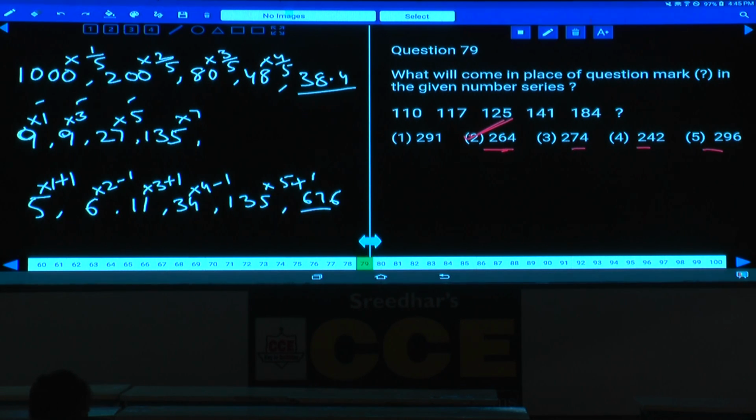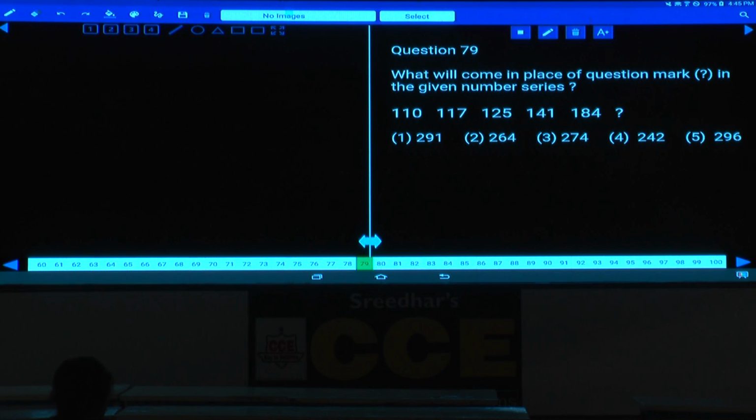Then 79. Now 100, 110, 117. Now the numbers are increasing at a very smaller rate. It must be under which category? Difference. Then go for the difference between the numbers. 100 and 110, the difference between these two is 10. 110 and 117, here the difference is plus 7.